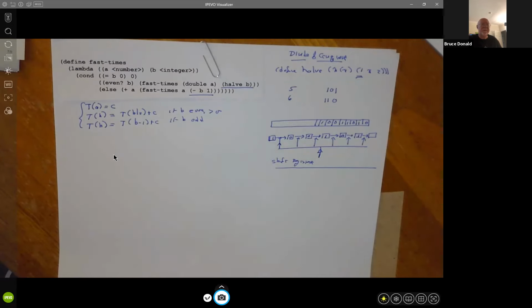So, very reasonable question. Okay. Let's see if we can solve this recurrence relationship. It'll be a little more challenging, but I think we can do it.